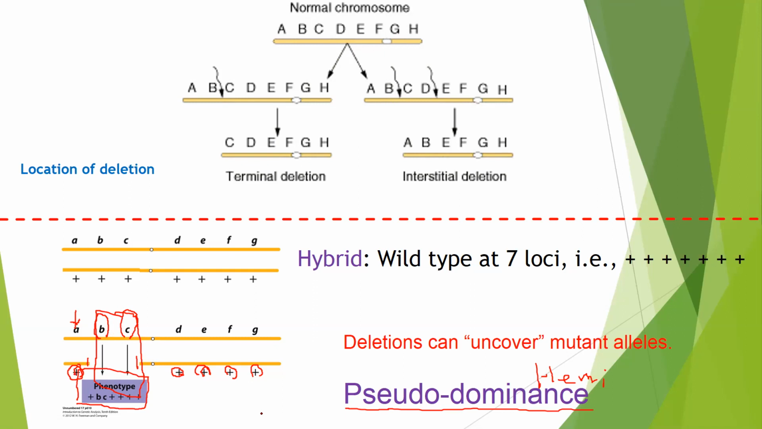So if we know the genes are on the same chromosome, but we want to figure out the order of the genes, so this is one way. Another option that we can use is the deletion mutant to help us to figure out the order of the genes.